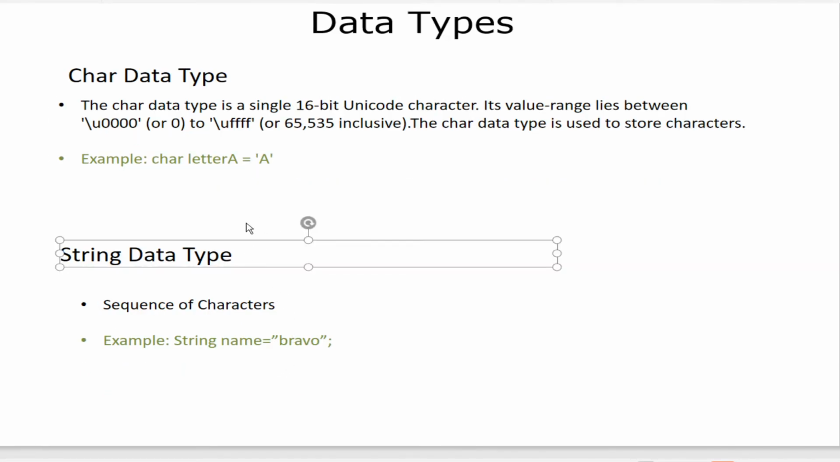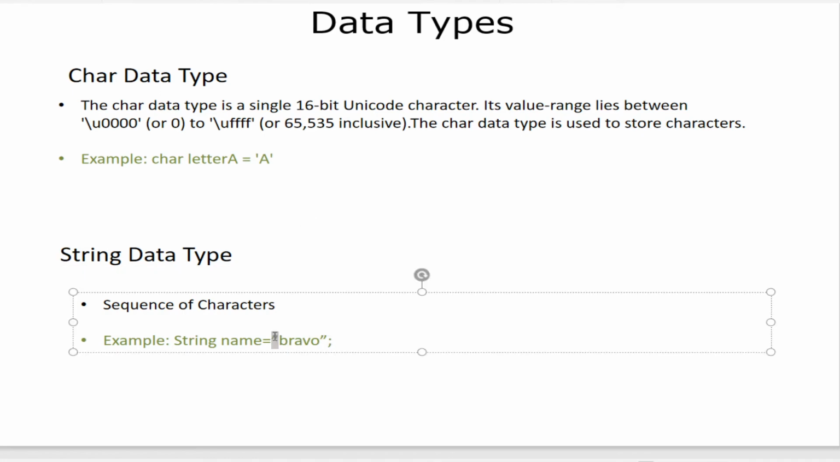So you can also declare string. So what is string? String is basically sequence of characters. So for example, you want to print Bravo. So you declare string name. For string, it's a bit different. You have double quotation mark. So you need to have those. So string name equals double quotation, Bravo, close quotation. All right.